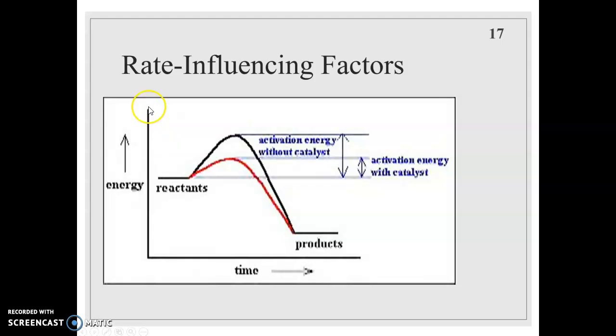Alright, so shown on the energy pathway diagram or reaction pathway diagram, without the catalyst the activation energy is higher. With the catalyst the activation energy is lower. So the catalyzed reaction is going to proceed faster because more of the molecules will have the minimum activation energy needed to proceed forward. Notice that the overall energy change of the reaction from reactants to products is the same. So the enthalpy change is still the same. There's the same difference between the reactants and the products. It's just the activation energy gets lowered.